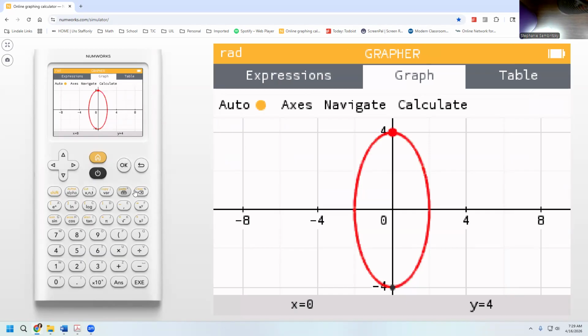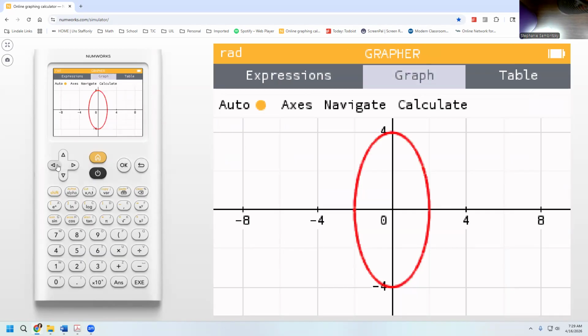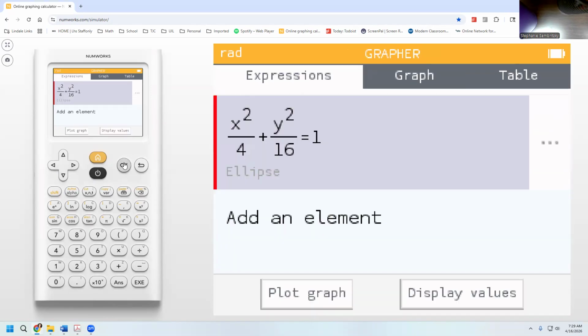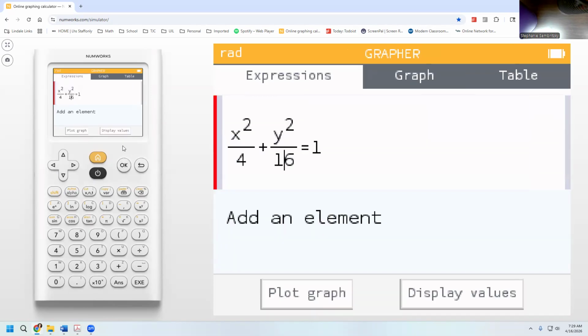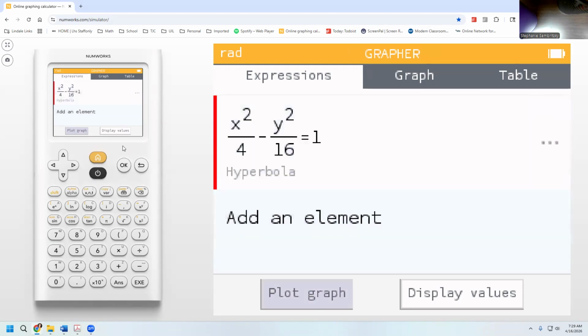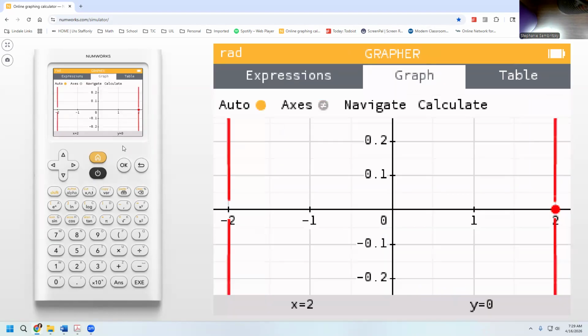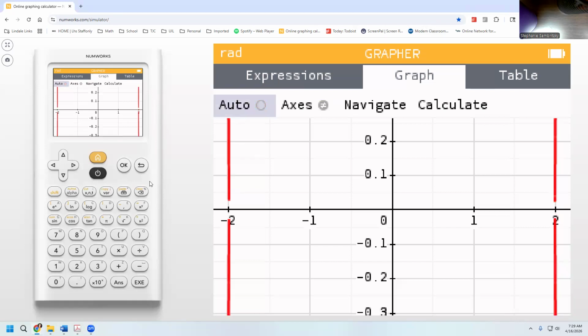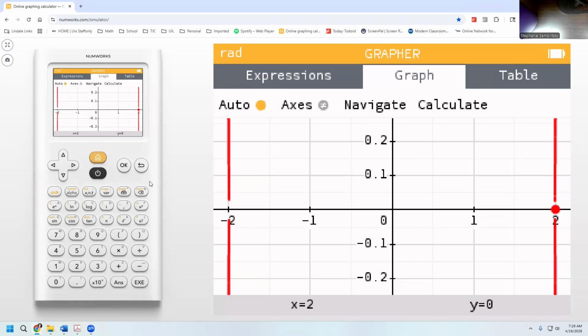We can look at the different radiuses. But a hyperbola has, instead of a plus here, it has a minus. That gives me what's called a hyperbola. Let's look at the graph of it. Let me get the graph. Ooh, why is it not doing a pretty graph? Let me zoom out a little bit.